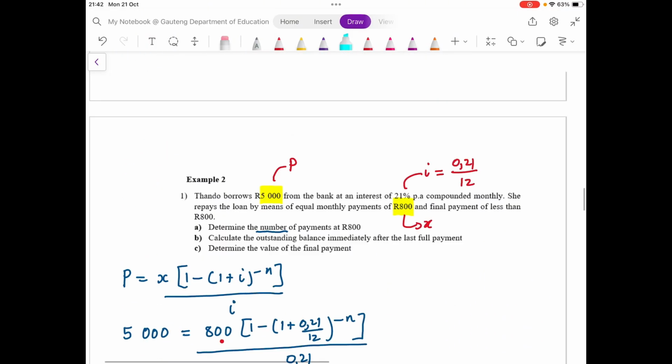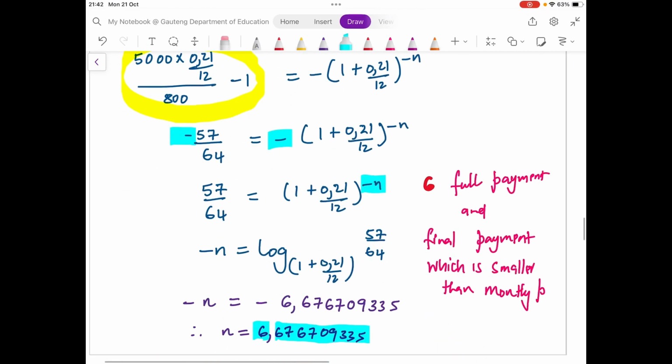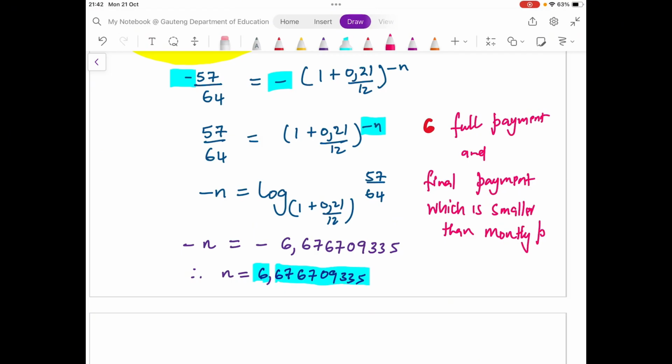So the question, let me check. The question was, calculate the number of payments at 800. They are specific. They are looking for full payments. How many full payments? Therefore, the answer here will be, payments of 800 will be 6. So payments at 800, they are 6.